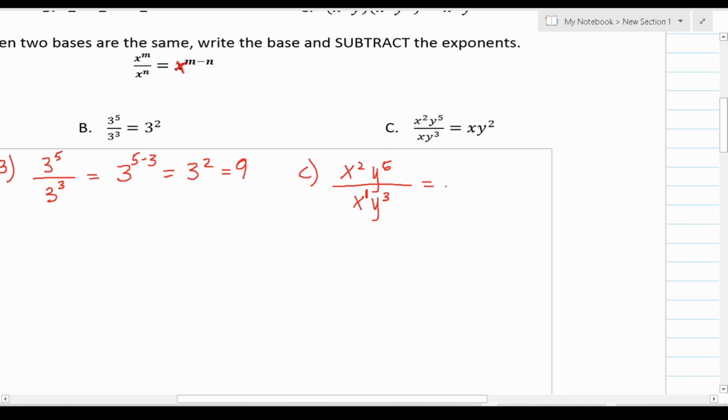Let's start by looking at the x's. According to the quotient rule, we write down the base, then we subtract the exponent in the numerator by the exponent in the denominator. So this is 2 minus 1. We write down y, and then we're going to subtract the exponent in the numerator, notably 5, by the exponent in the denominator, which is 3. So this is 5 minus 3. For x, 2 minus 1 is just 1. We're not going to express it because it's raised to the first power. It's just going to be x. And then y, 5 minus 3, which is 2. So that's y squared. Okay, so that was the quotient rule.